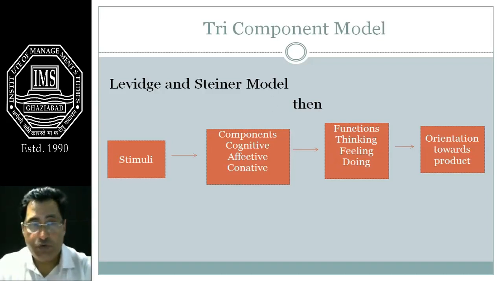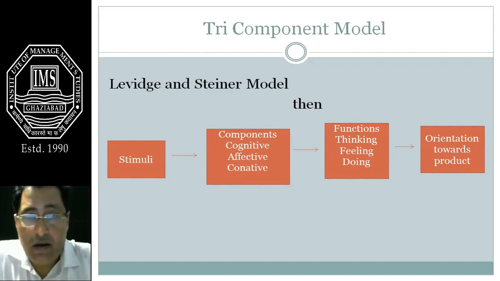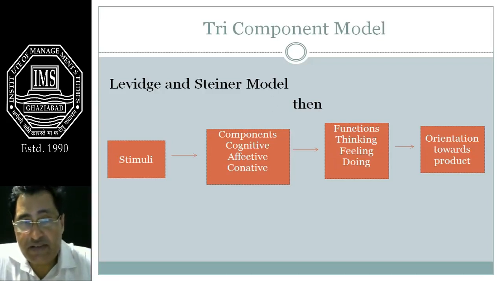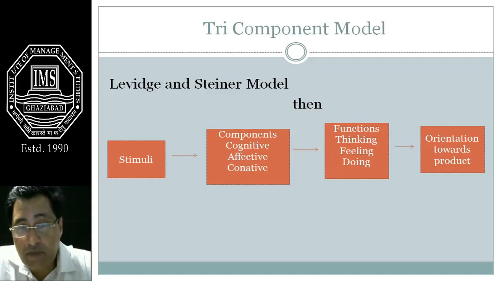Once you go through the Lavidge-Steiner model, there is a need to understand the tri-component model. Basically, the tri-component model is a combination of the cognitive, affective, and conative components. Your attitude develops from the stimuli, and the stimuli is what you learn from the environment.